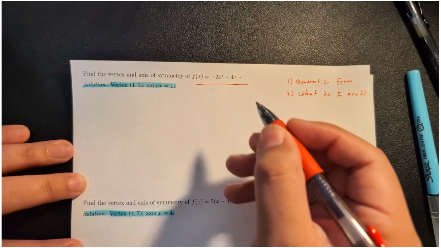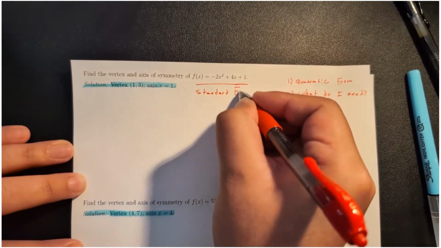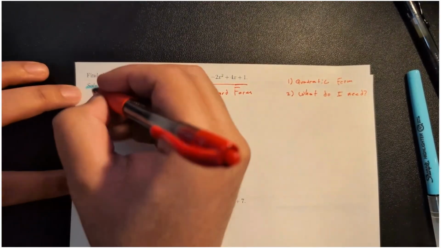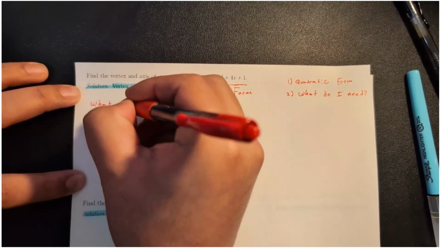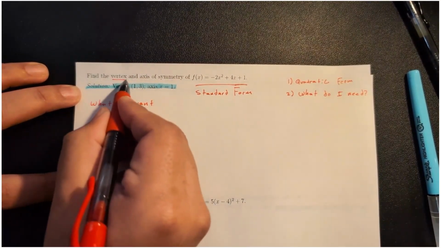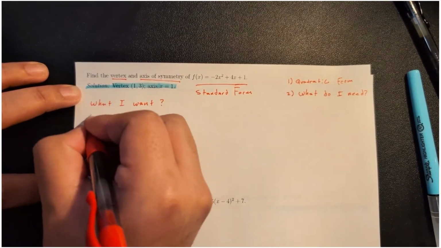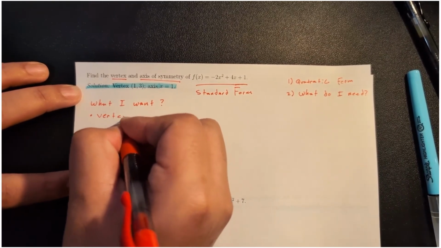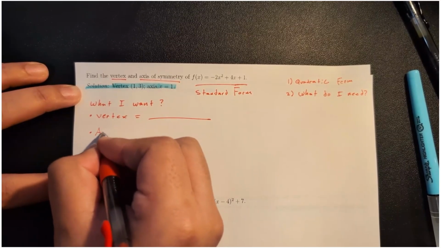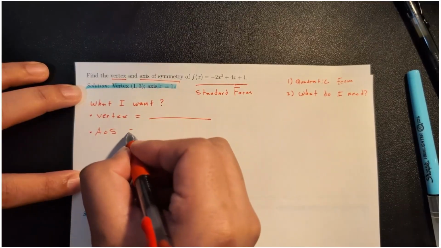Well, this is going to be a standard form, quadratic, and what I want is going to be the vertex and the axis of symmetry. So I want the vertex and I want the axis of symmetry. I would just put V, AOS. Okay.